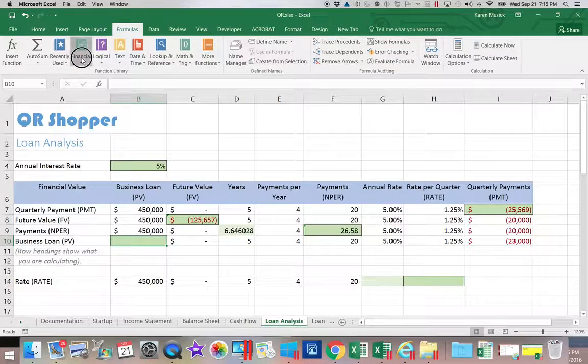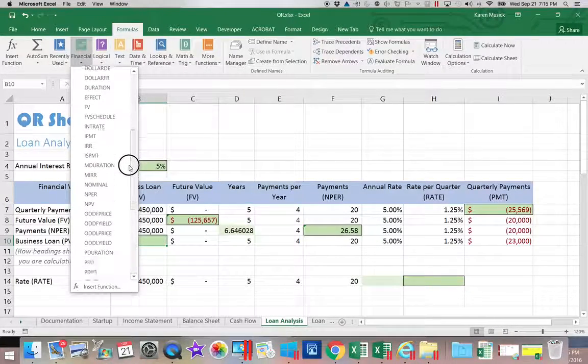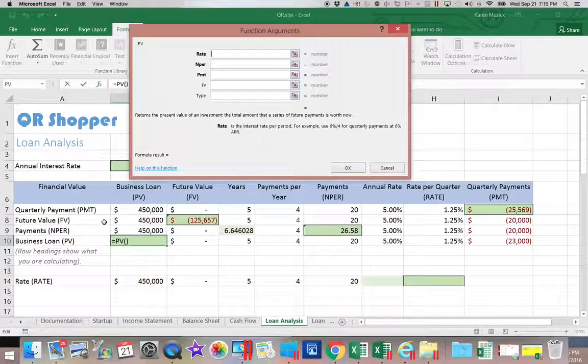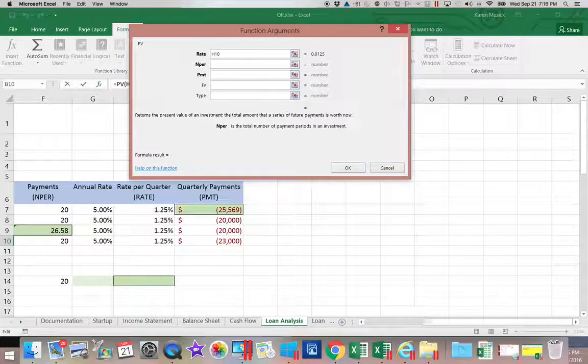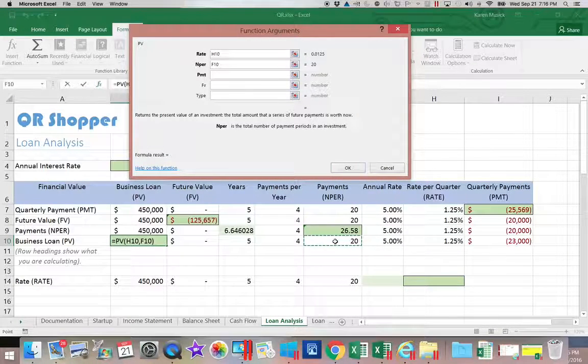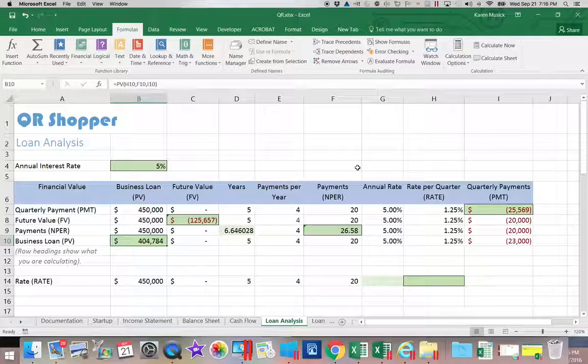We're going to go to financial, and this time we're going to pick PV for the present value. We're entering the cells in row 10. And we're going to say, okay, we have 1.25 as our interest rate. The number of periods is going to be 20. We're going to be paying $23,000. We want to pay the loan off, so it will be 0. So we'll leave that blank. And then we will leave type blank as well. And so you can see you could borrow just a little bit over $400,000.